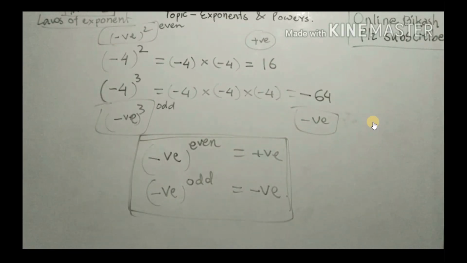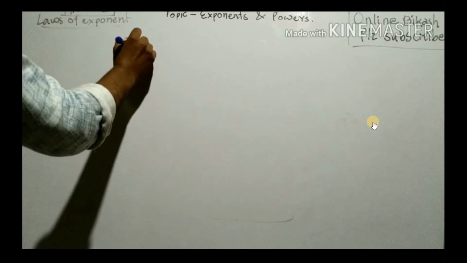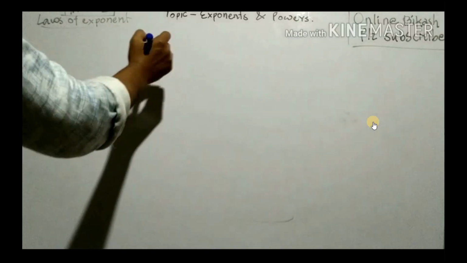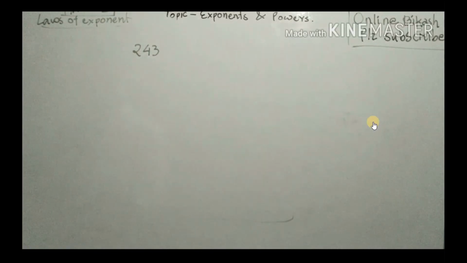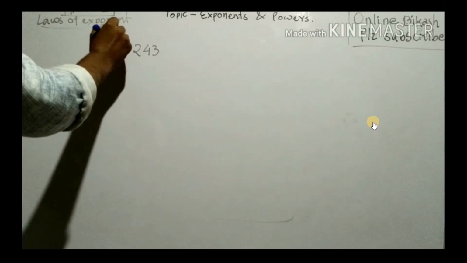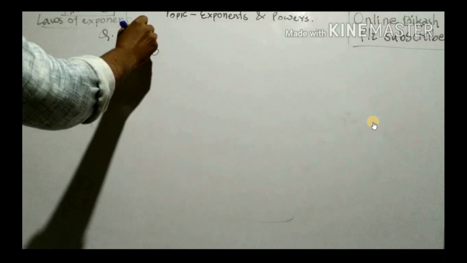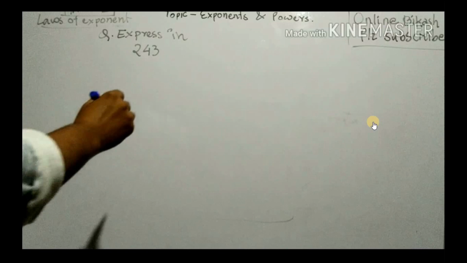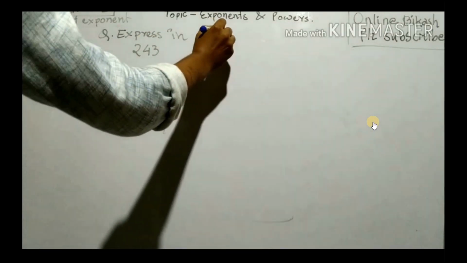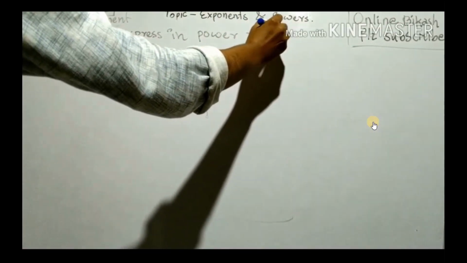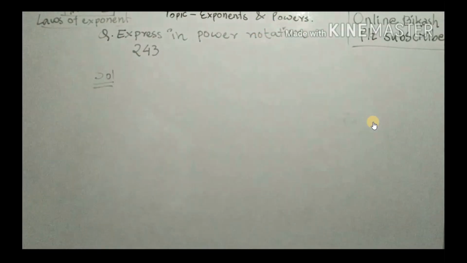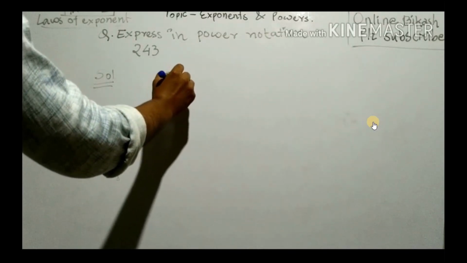Now let us see something more. So you try to understand this. 243. Say 243. First of all, let me write the question. The question is: express in power notation. We have to express this 243 as a power of something.